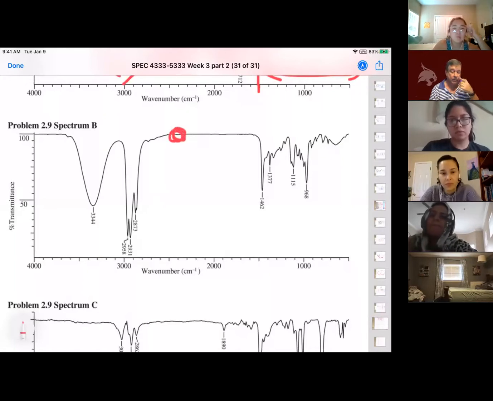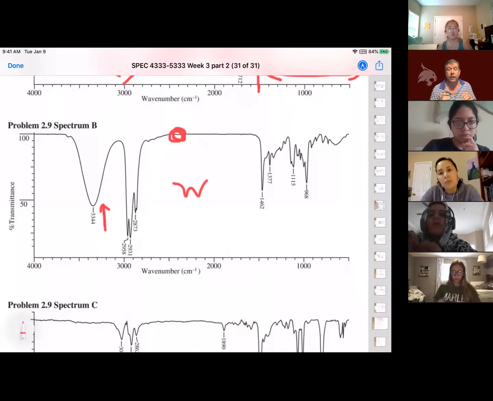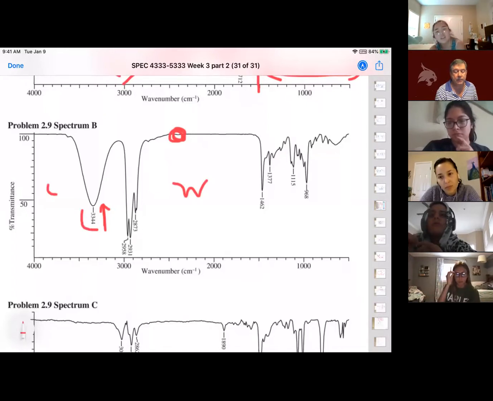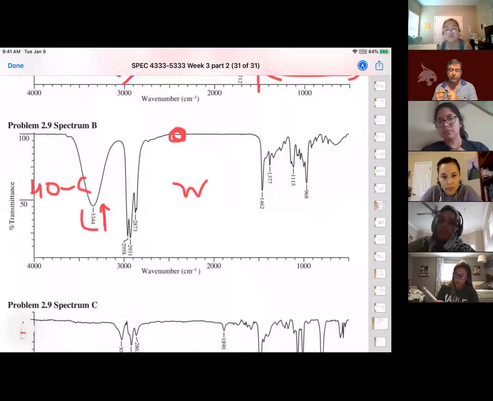If it was a nitrogen with two hydrogens, there would be two peaks, and they would be slightly shifted down. The nitrogen peaks are a little bit lower, around 3,000 or 3,200. Because this is up at 33, I'm going to say that's an OH peak right there, bonded to a carbon. Okay. What else do we see in our spectrum?